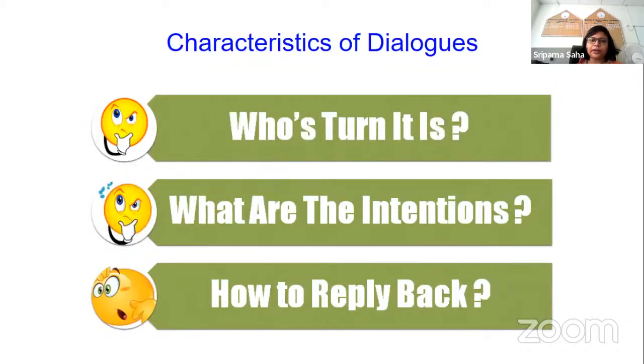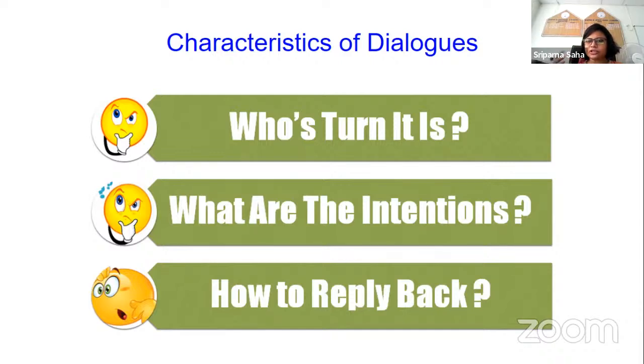There are different characteristics of a particular dialogue, like whose turn is it? When there are multiple parties, or even two parties, and I am conversing with the other party, we have to decide whose turn it is. Who is going to speak? What are the intentions? And how to reply back? These are the different characteristics of a dialogue, and we have to understand this in order to build a chatbot or a dialogue agent.